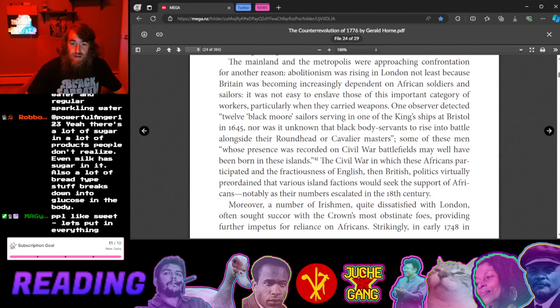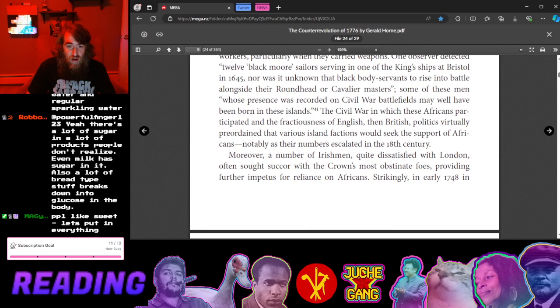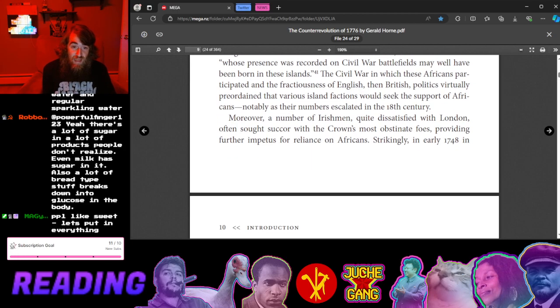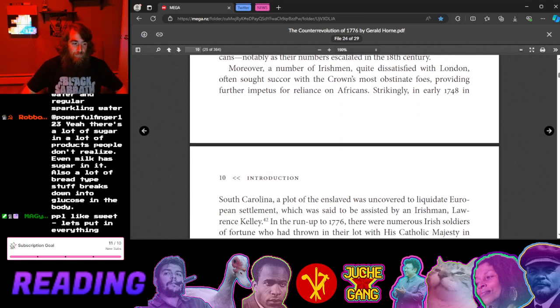Nor was it unknown for black body servants to ride into battle alongside their Roundhead or Cavalier masters. Some of these men, whose presence was recorded on Civil War battlefields, may well have been born in these islands. The Civil War in which these Africans participated, and the fractiousness of English, then British, politics virtually preordained that various island factions would seek the support of Africans, notably as their numbers escalated in the 18th century. Moreover, a number of Irishmen, quite dissatisfied with London, often sought succor with the crown's most obstinate foes, providing further impetus for reliance on Africans.